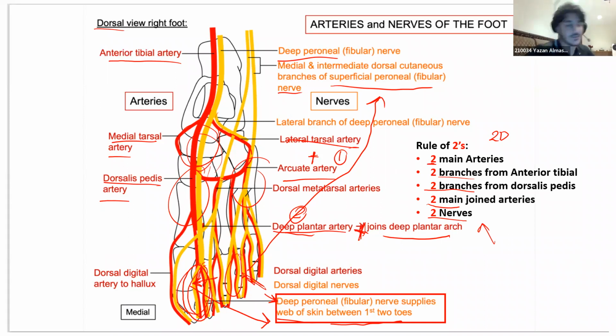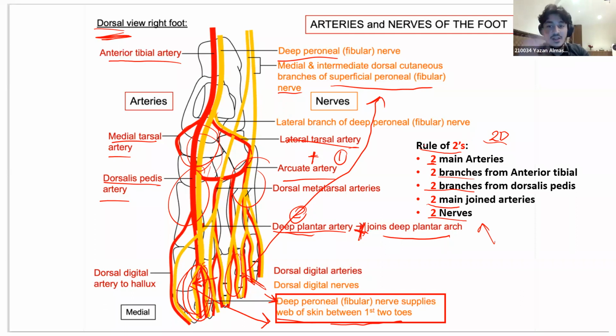Rule of twos. Okay, I'll repeat it one more time. First of all, we have the rule of twos. How do you remember that the rule of twos is related to the dorsal view of the foot? By just remembering that it's 2D. Yani, 2D is a view. Just remember it this way, and stick it to your memory: the rule of two is the dorsal view.